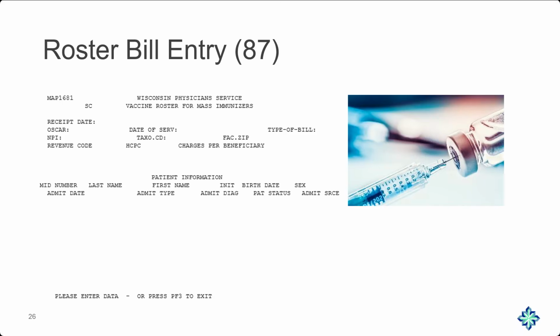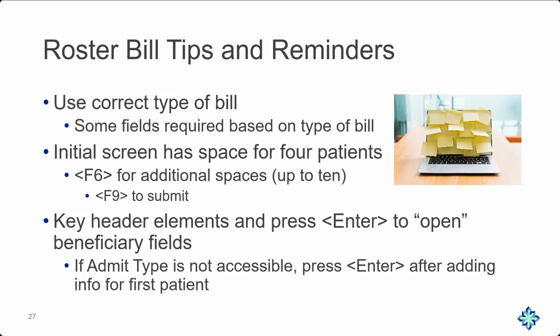A couple tips and reminders for roster bills. Number one, check that bill type. Certain fields are required based on the type of bill. If you try to enter a patient, but the fields are locked or inaccessible, check your header elements. Once you complete the header, press enter. That should then open the beneficiary fields. If the admit type field is not accessible, press enter after adding the information for your first patient.